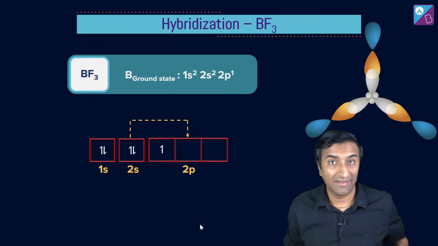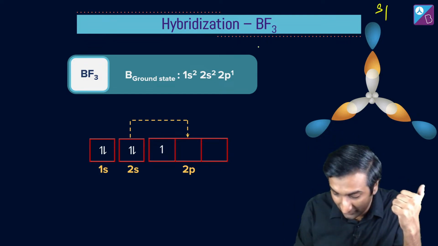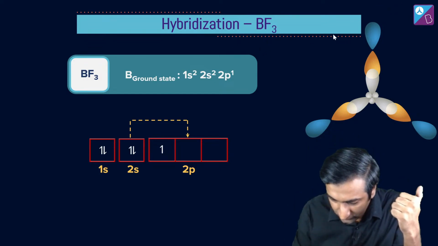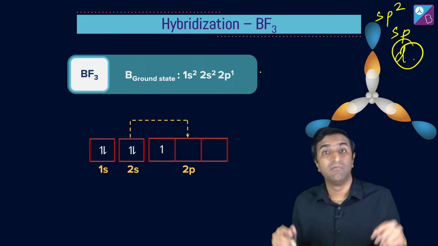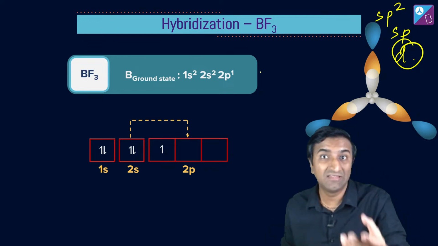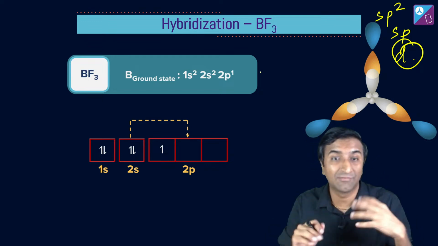Let's look at some more hybridization. We had looked at sp3 specifically, right? And now we're going to look at sp2, sp, and also some special compounds like ethene, ethyne, etc. We will explore all of them.